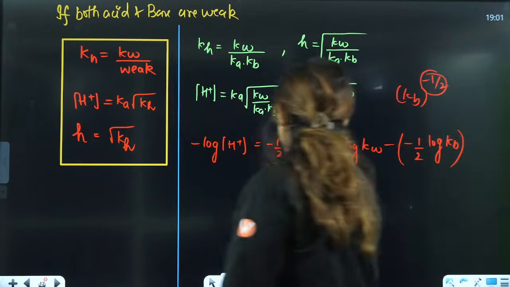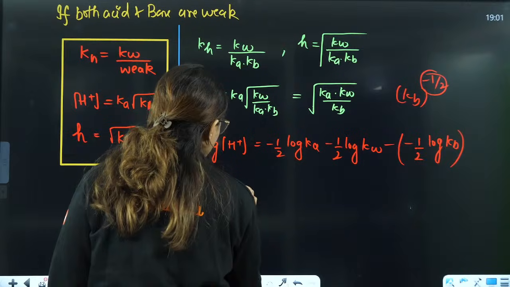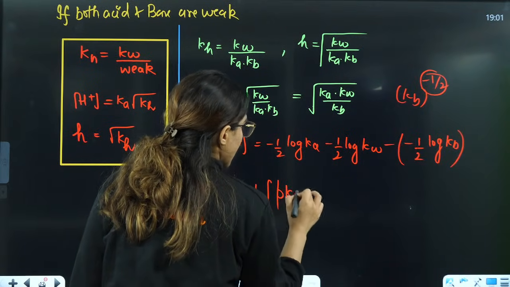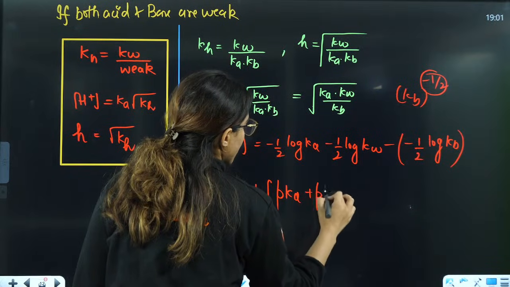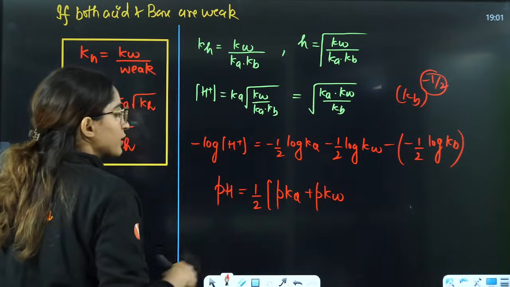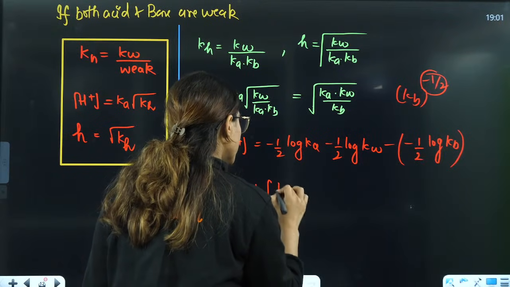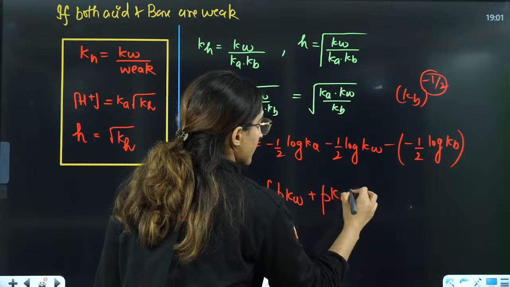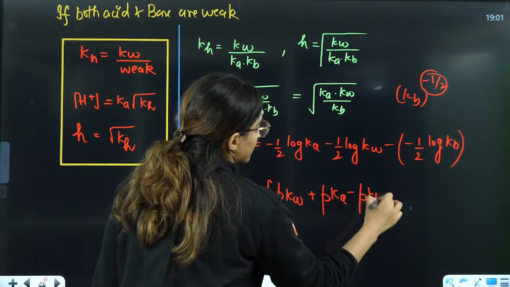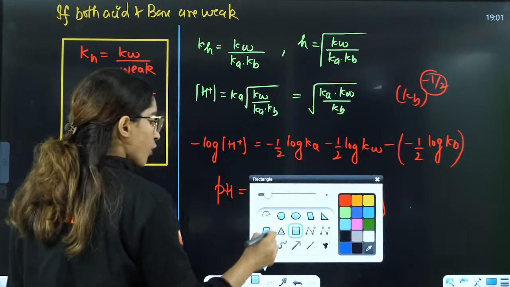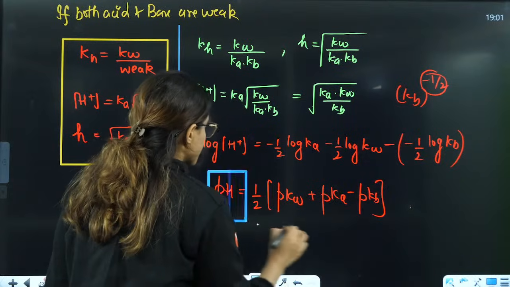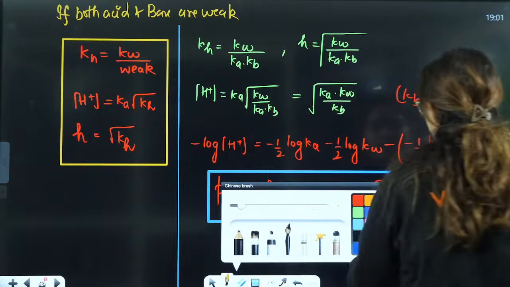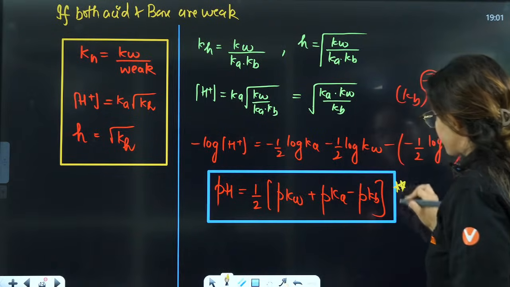So this in turn will turn out to be pH is equal to half of pKw plus pKa minus pKb. It is not at all dependent upon any concentration here, right? It is not at all dependent upon any concentration here.